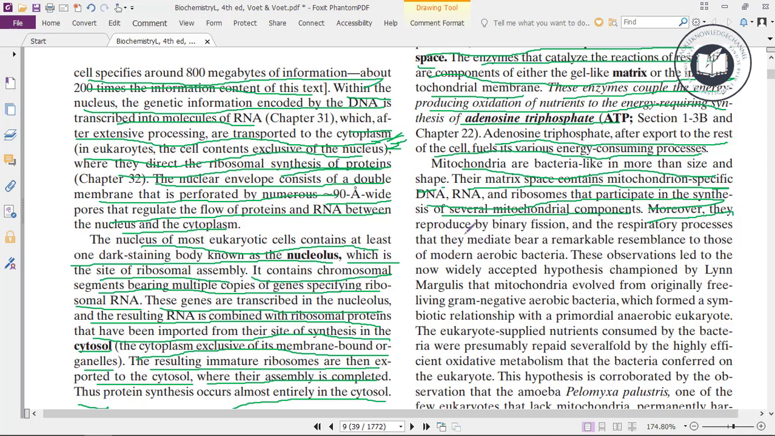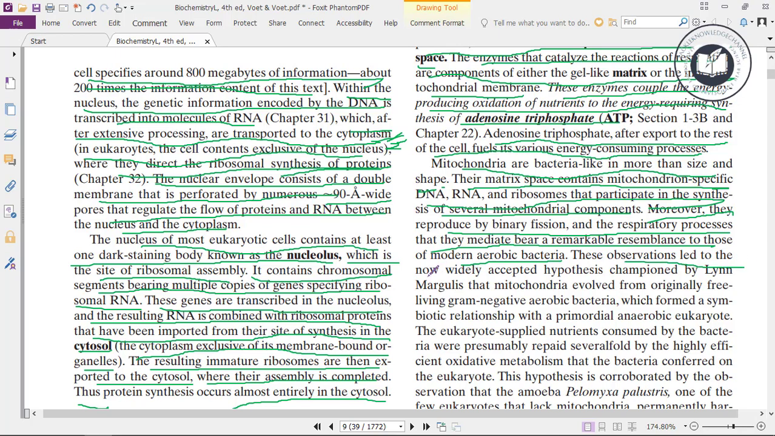Moreover, they are reproduced by binary fission, and the respiratory processes that they mediate bear a remarkable resemblance to those of modern aerobic bacteria. So this mitochondria is reproduced by binary fission.